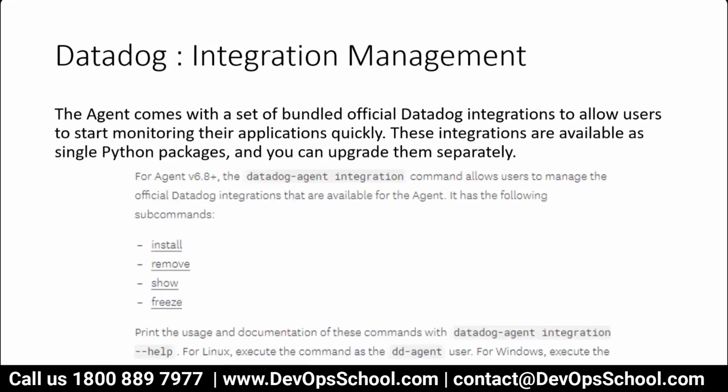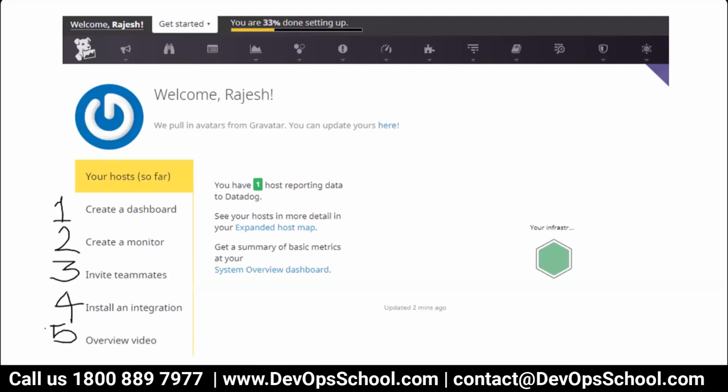Each agent comes with a set of bundled official Datadog integrations to allow users to start monitoring their application quickly. These integrations are available as a single Python package and you can upgrade them separately. These are the commands to work on it: install, remove, show, and freeze. You can install a new integration using the command datadog-agent integration install. You can remove integrations with datadog-agent integration remove and the name of the integration.